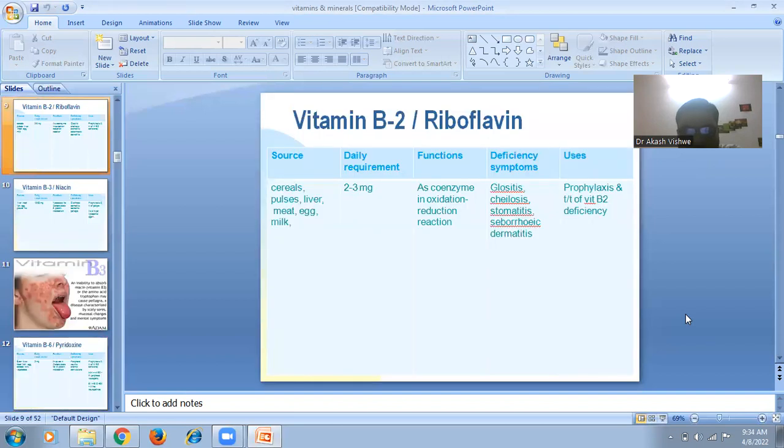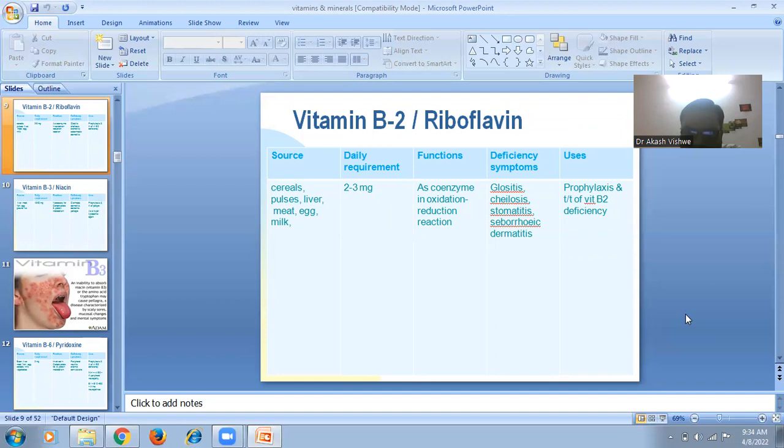Now, we have another vitamin that is known as vitamin B2, that is riboflavin. So what are the sources? The sources of this vitamin are cereals, pulses, liver, meat, egg, and milk. The daily requirement of vitamin B2 or riboflavin is 2 to 3 milligram per day.